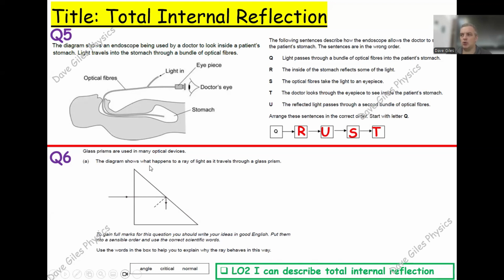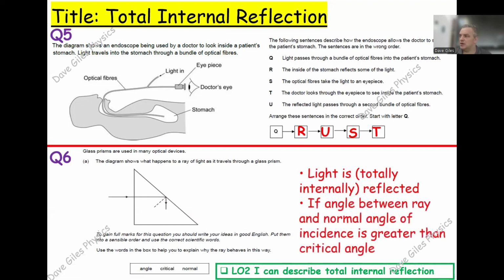The diagram shows what happens to a ray of light as it travels through a glass prism. Use the words in the box to help you explain why the ray behaves this way. Light is totally internally reflected if the angle between the ray and normal, the angle of incidence, is greater than the critical angle.